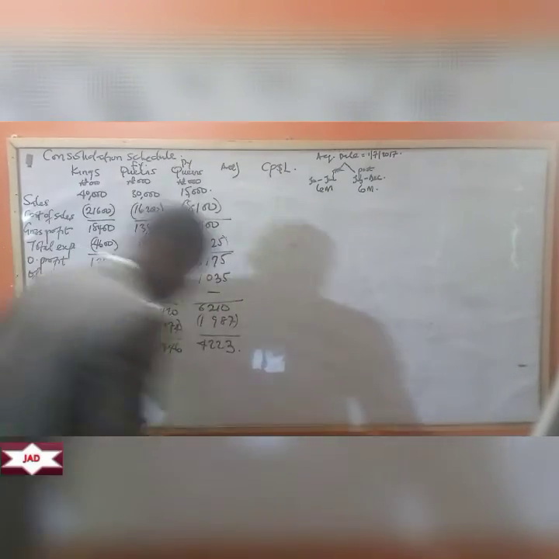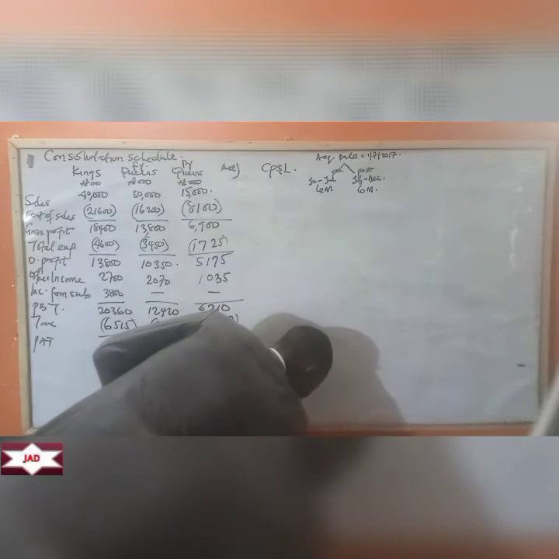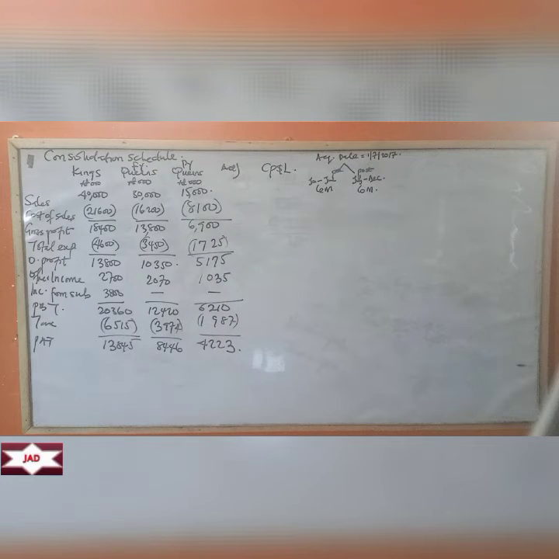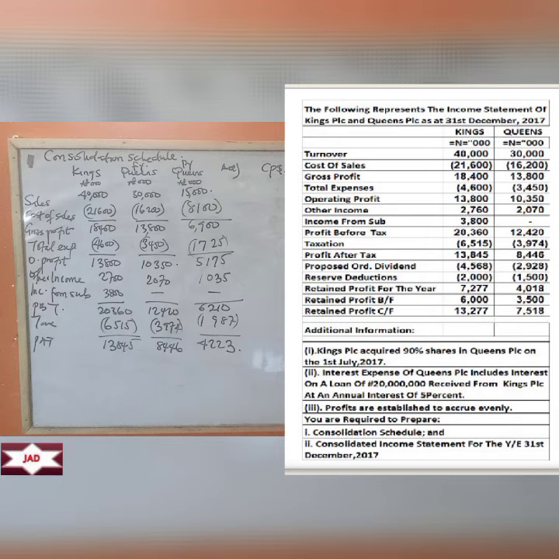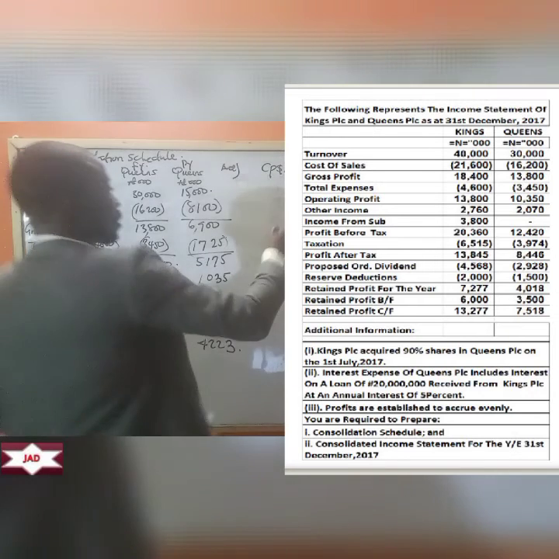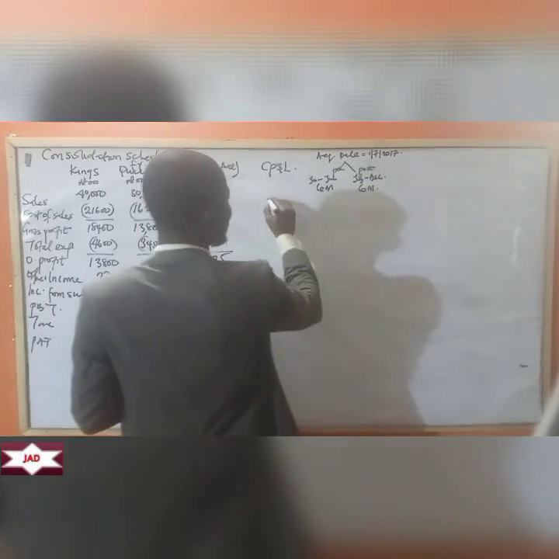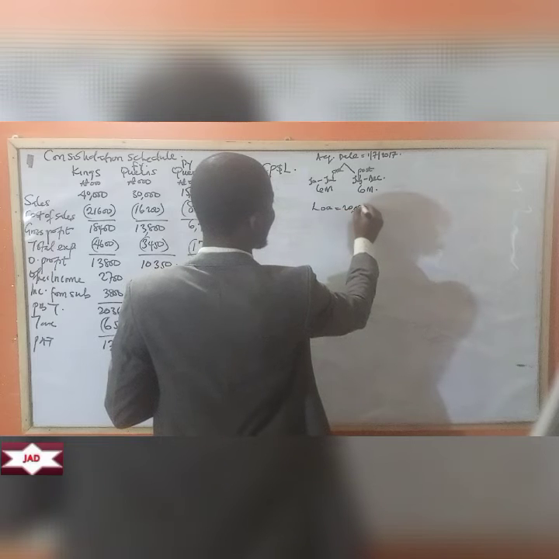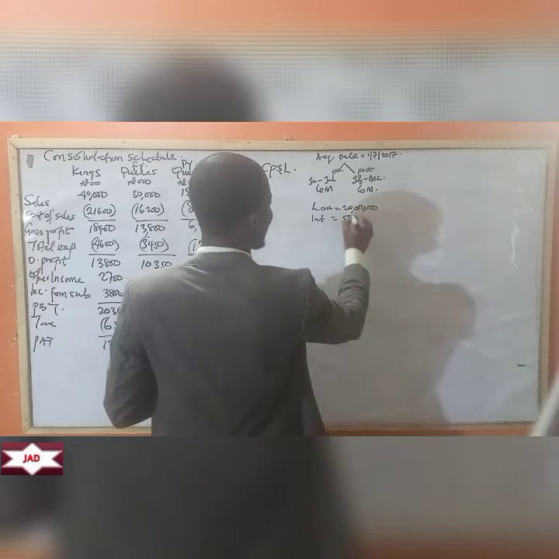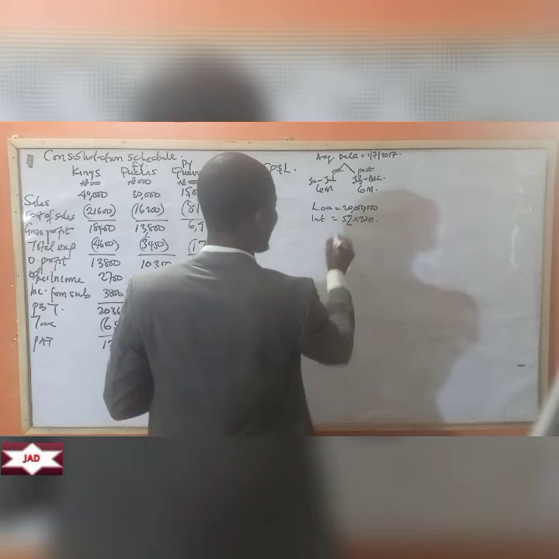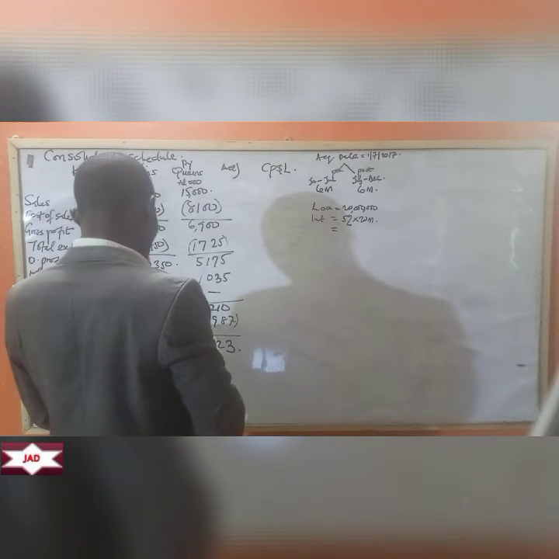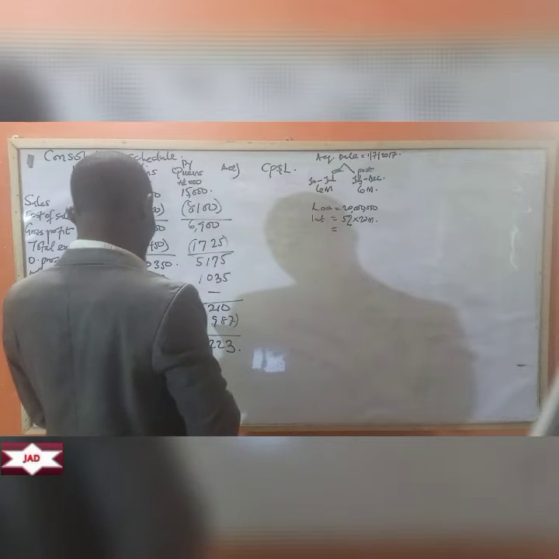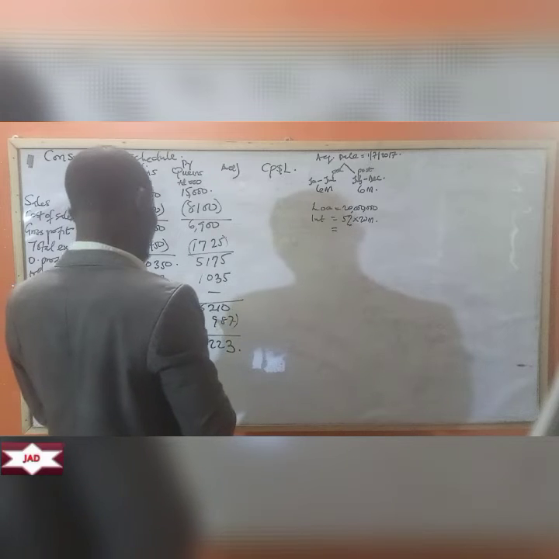So this is what we're looking at, right? And then we'll now do the adjustments. So what are the adjustments? So the adjustment here, interest expense of Queen Limited on a loan of 20 million at 5% is from Queen. So that's intragroup loan, right? So we have loan here to be what? 20 million. Interest is what? 5%. That would be times 20 million, right? So what would that give to us? 20 million, times 0.05. That's 1 million.